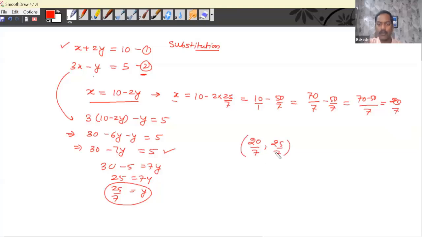This becomes the solution, 20 by 7 and 25 by 7. This is how we usually write the solution. Now, how do we ensure that this is the solution and I have not made any mistake? One way is, of course, you put these values of x and y in any of the equations and test whether LHS is equal to RHS, right? So let us test it for equation number 1. Substitute the values of x and y as 20 by 7 and 25 by 7 in equation number 1. So let's see what I get.